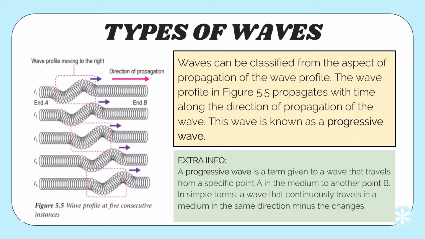Waves can be classified from the aspect of propagation of the wave profile. The wave profile in figure 5.5 propagates with time along the direction of propagation of the wave. This wave is known as a progressive wave. Extra info: a progressive wave is a term given to a wave that travels from a specific point A in the medium to another point B. In simple terms, a wave that continuously travels in the medium in the same direction without changes.